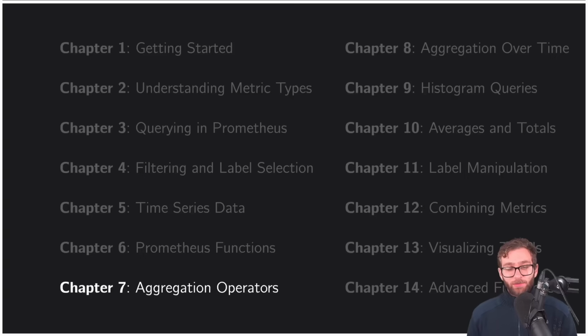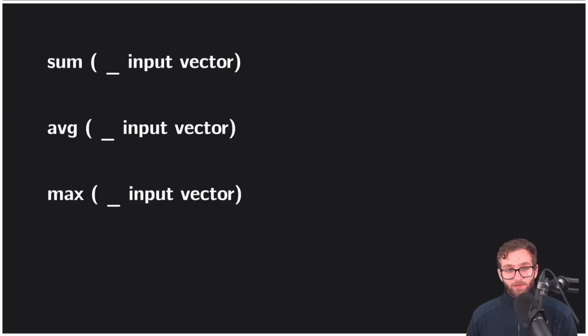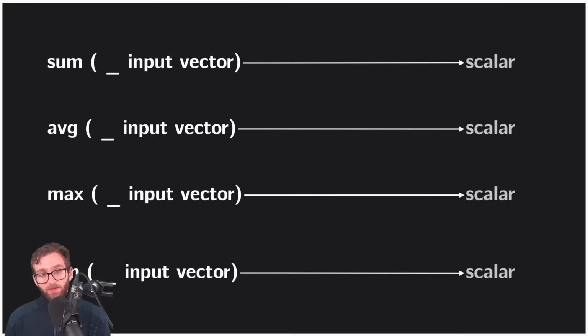Now I'd like to talk about aggregation operators: sum, average, max, and min. All of these operators have one thing in common. They expect to receive an instant vector, and they'll aggregate every value in that instant vector into a single value. Let's look at an example.